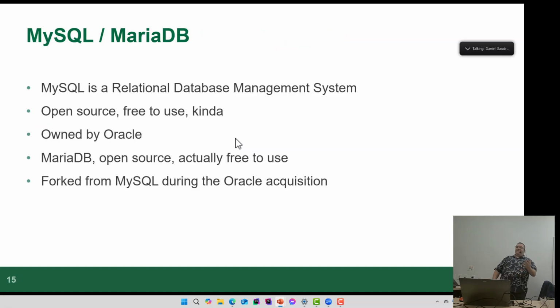All right. MySQL and MariaDB. MySQL is a relational database management system. It's open source, free to use, kind of. So MySQL was a thing. It was like a foot fungus. It was everywhere. Everybody had it. And Oracle decided they didn't like the free competition, so they basically bought the foundation. So MySQL was free. There was a nonprofit foundation that collected donations. Oracle didn't like that, so they came in and bought the foundation and basically said, we now own MySQL.